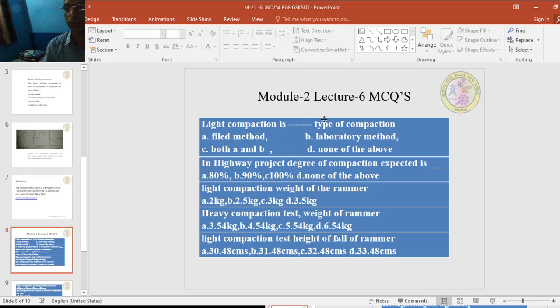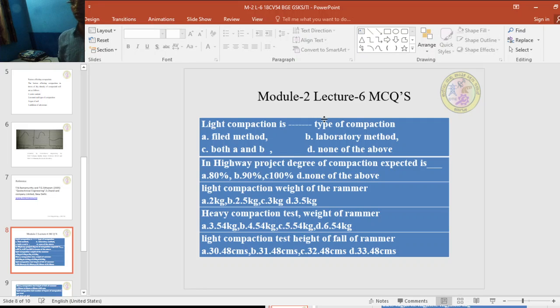Coming to the MCQ questions. Light compaction is a dash type of compaction. Option A, field method. Option B, laboratory method. Option C, both A and B. Option D, none of the above. It is the laboratory method.